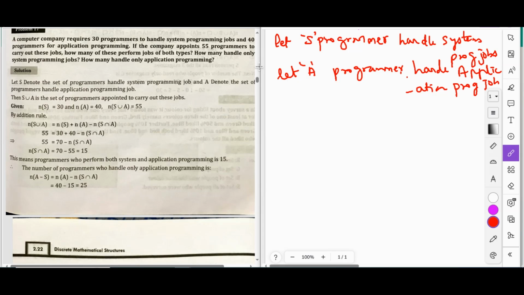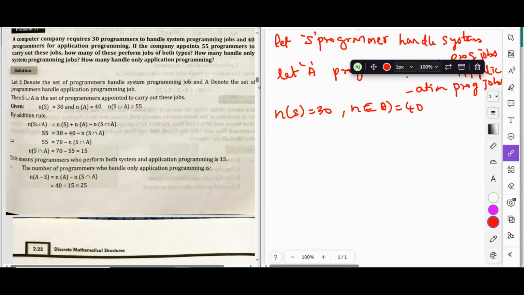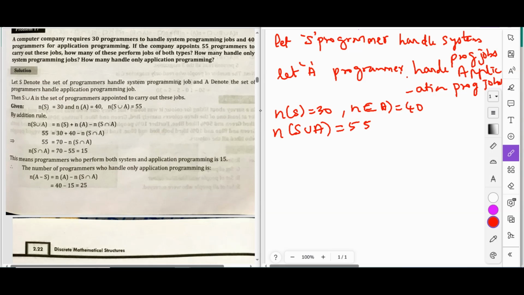Now what they have given: the company requires 30 employees to handle system programming, so n of S will be 30. And 40 programmers have application programming, so n of A will be 40. If the company appoints 55 programmers to carry out these jobs, so in total, S union A will be 55. They're asking you to find how many of these programmers perform both, meaning we should find the intersection.